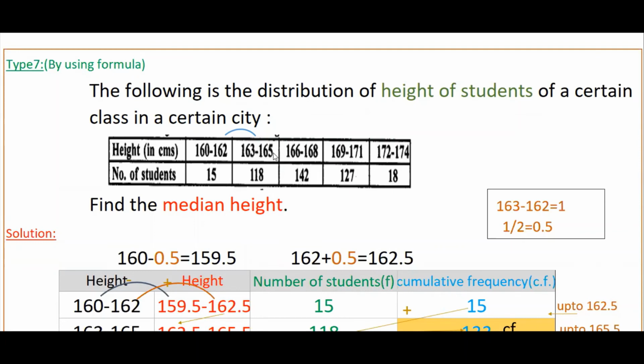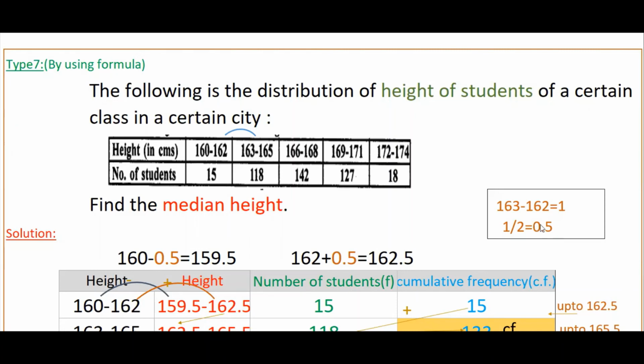And if you observe these data, here the class interval, the upper limit of this number is not equal to the lower limit of the second one. So 162 is not equal to 163. So for these types of problems, you have to take the difference between these two values. That is 163 minus 162 is equal to 1. And half of this value, 1 by 2, is equal to 0.5.